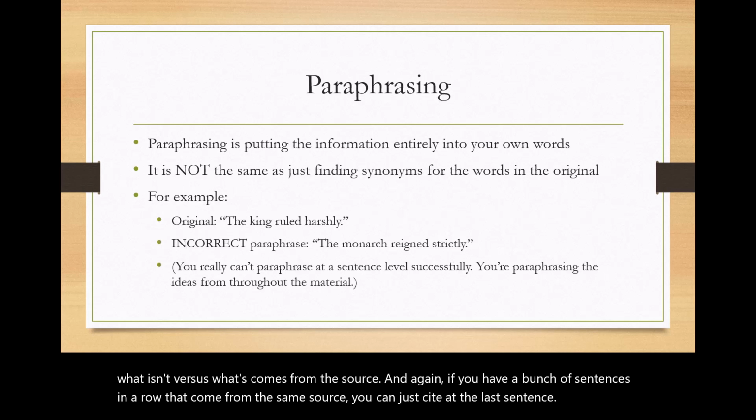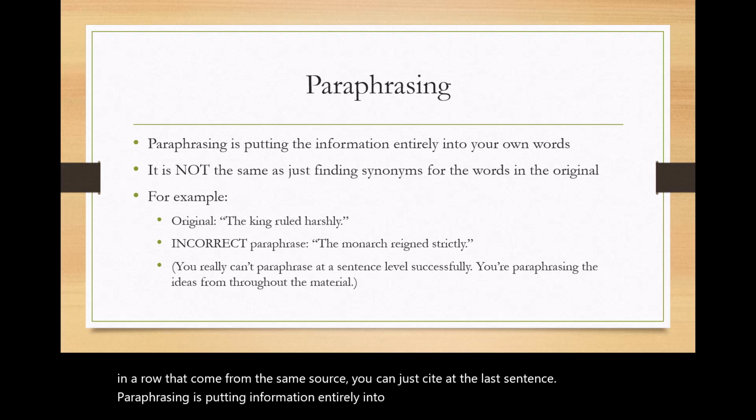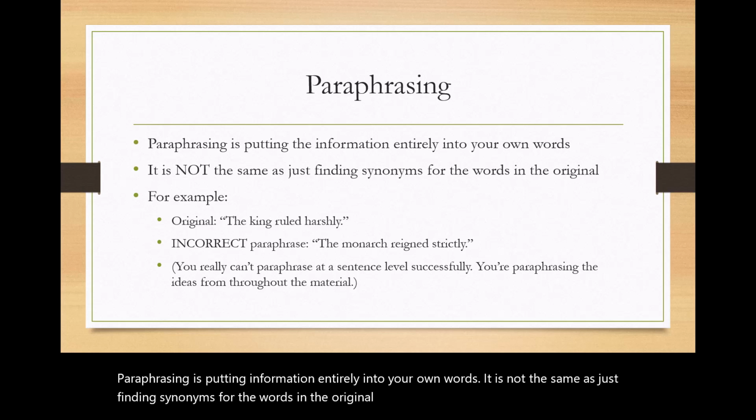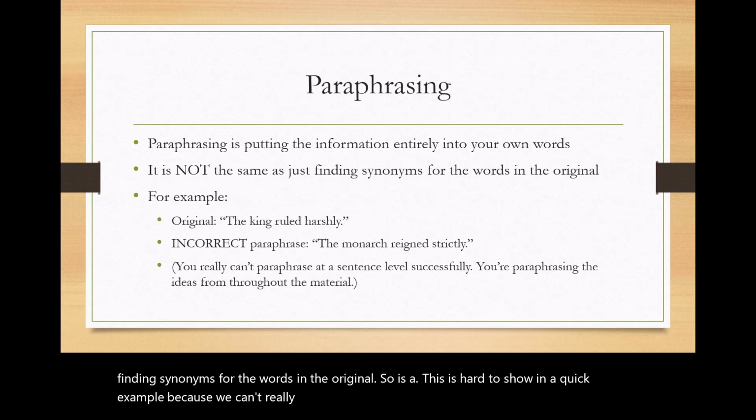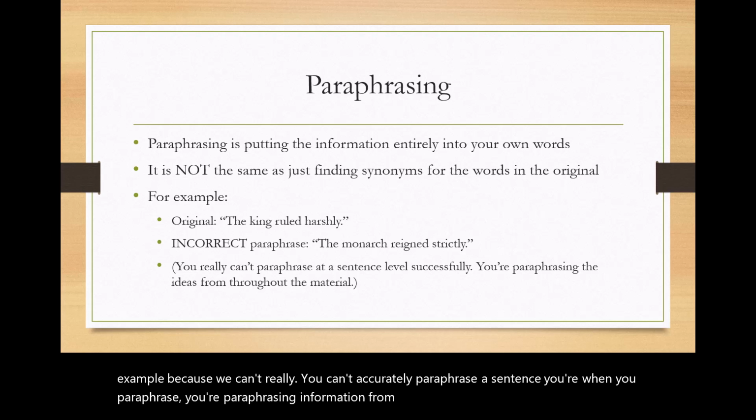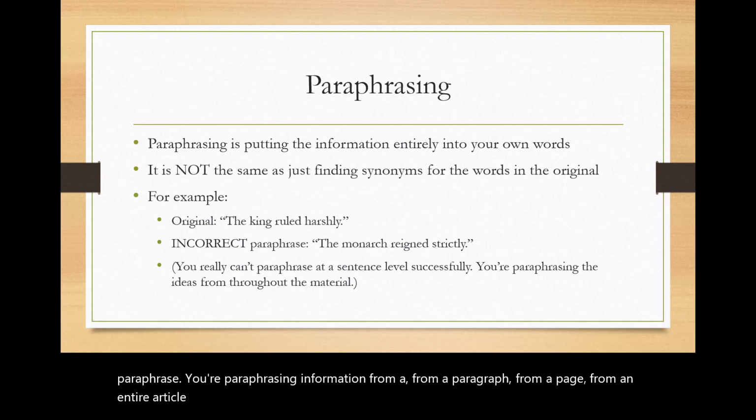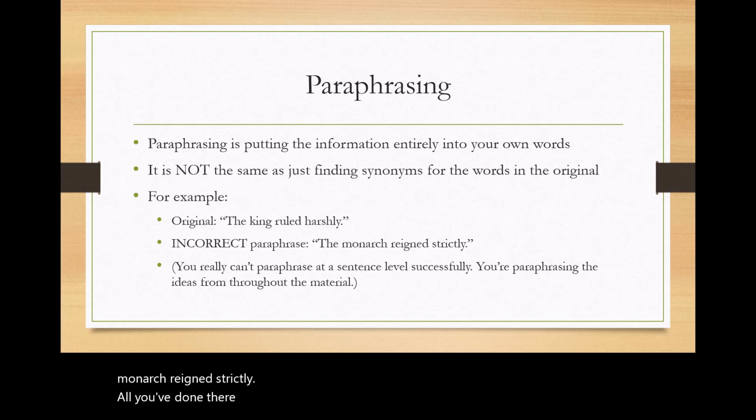Paraphrasing is putting information entirely into your own words. It is not the same as just finding synonyms for the words in the original. This is hard to show in a quick example because you can't accurately paraphrase a single sentence. When you paraphrase, you're paraphrasing information from a paragraph, from a page, from an entire article. But for example, if the original said the king ruled harshly, and you wrote the monarch reigned strictly, all you've done there is find synonyms for each word. You haven't really paraphrased it.